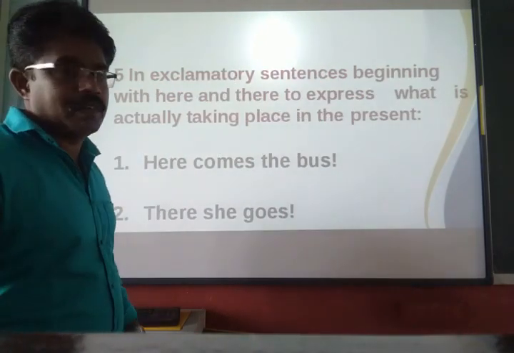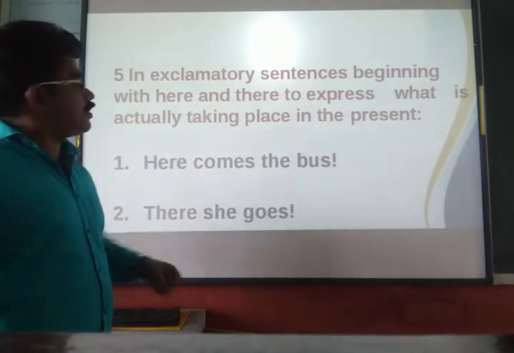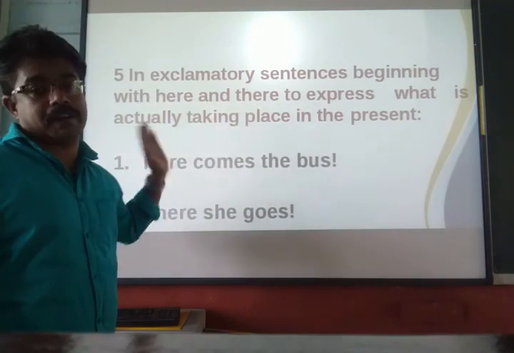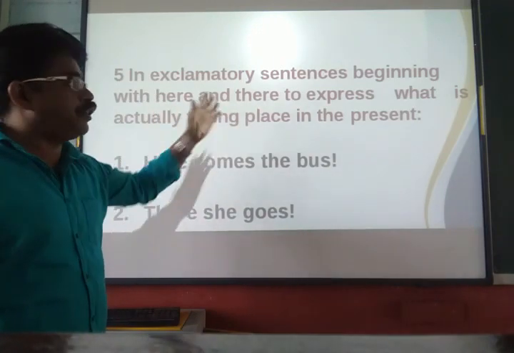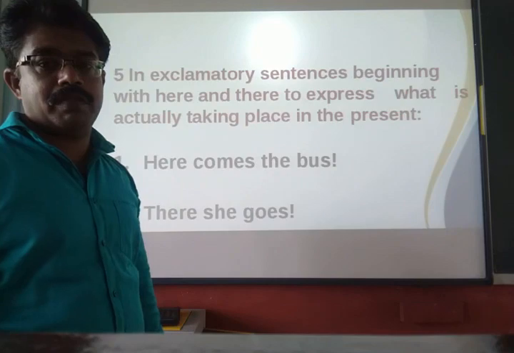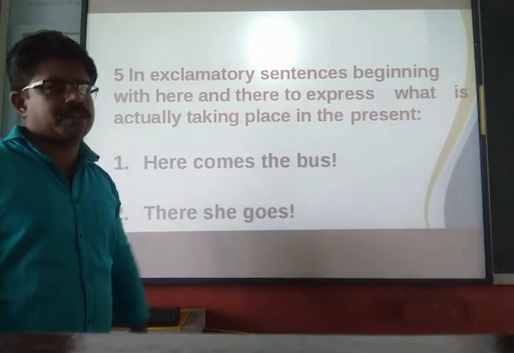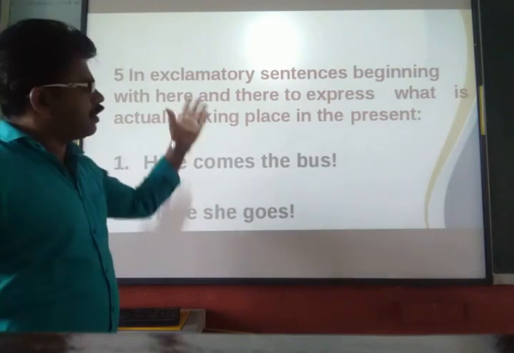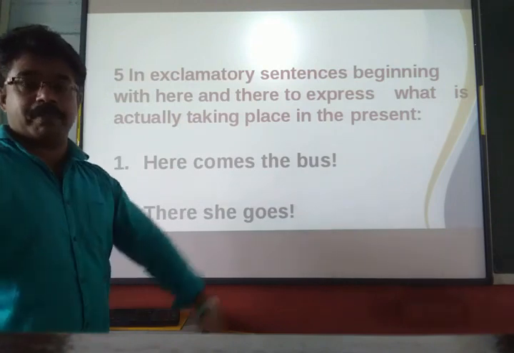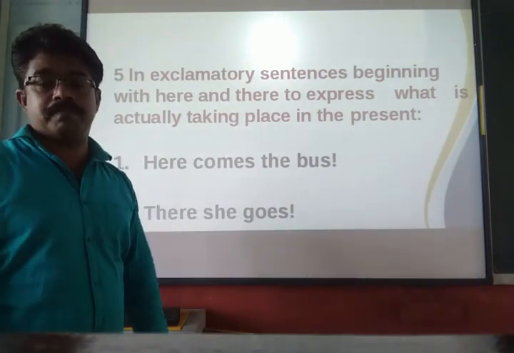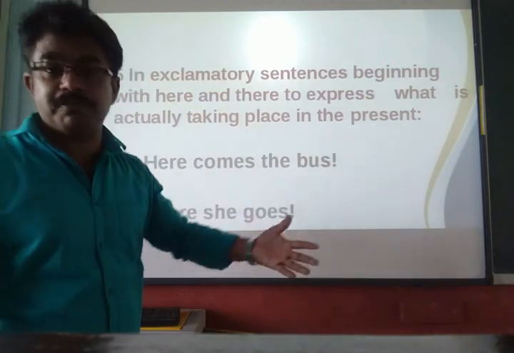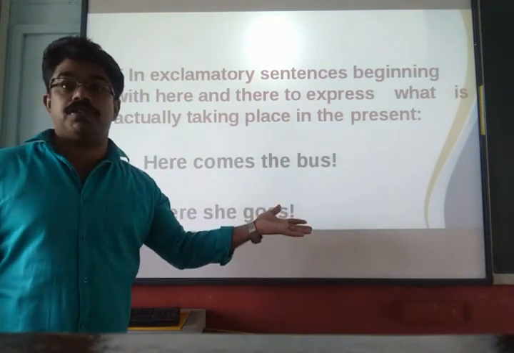Next one. In exclamatory sentences beginning with here and there, that's important, beginning with here and there. These two words we generally use. So in exclamatory sentences beginning with here and there, we use the simple present tense. For example, here comes the bus, out of excitement, maybe we have been waiting for something. There goes something. Maybe because of carelessness we missed something. So there it goes.